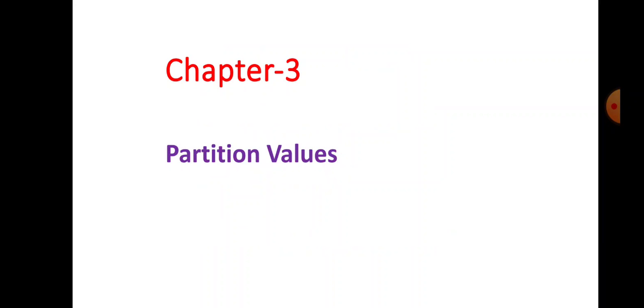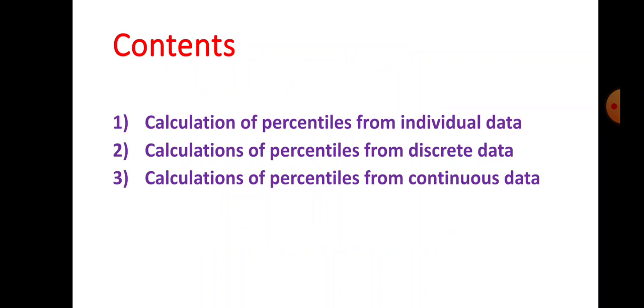Today I am going to discuss with you chapter number 3, that is partition values. Today's contents are: number 1 is calculation of percentiles from individual data, number 2 calculation of percentiles from discrete data, and number 3 calculation of percentiles from continuous data.